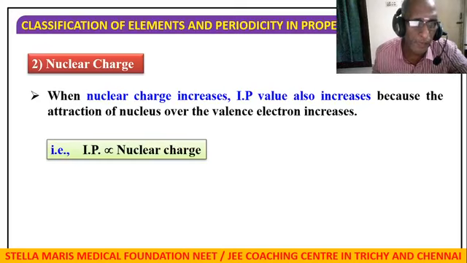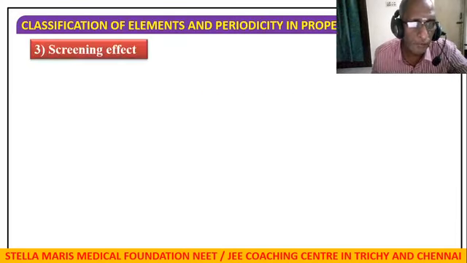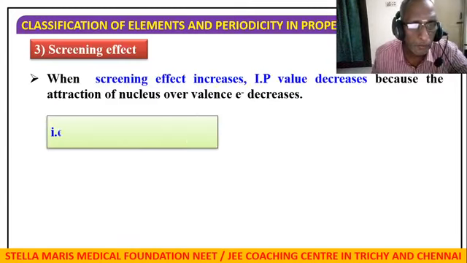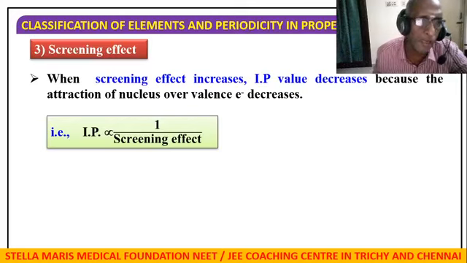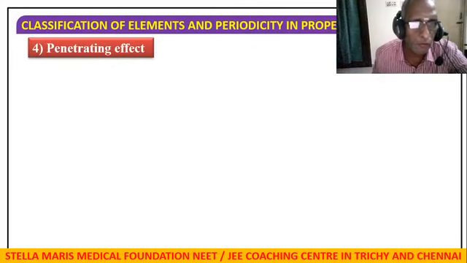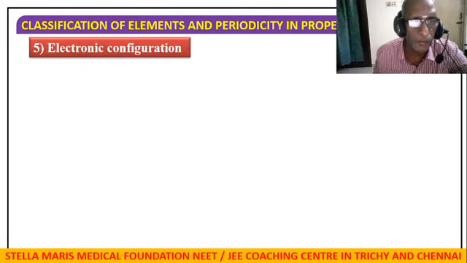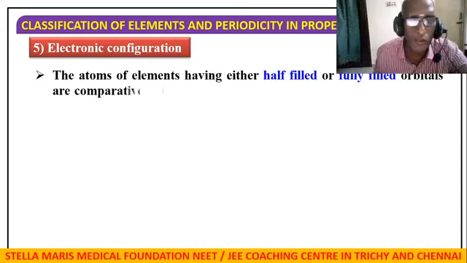Second factor is nuclear charge. It is directly related to the ionization energy. Third point is screening effect. It is inversely related to the ionization energy. Fourth point is penetrating effect. It is also directly related to the ionization energy. Fifth point is electronic configuration.